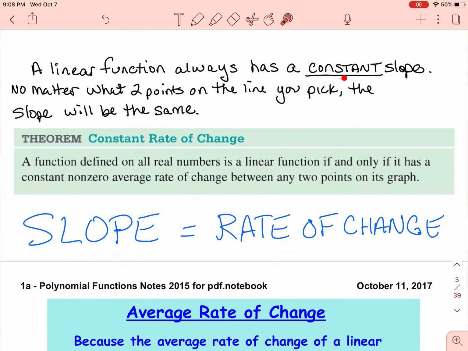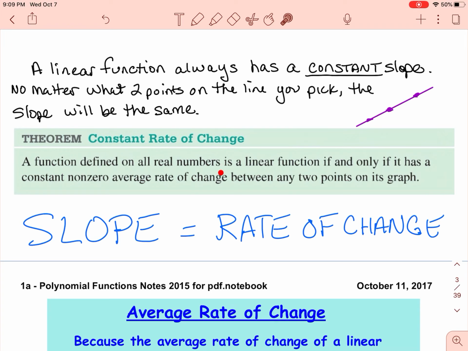A linear function always has a constant slope. No matter what 2 points on the line you pick, the slope will be the same. So no matter what line you have, a straight line, whether you pick this point to this point, or this point to this point, or whatever, the slope is always the same. It's a constant rate of change. And you have a theorem, the constant rate of change.